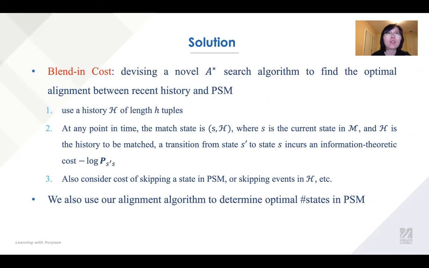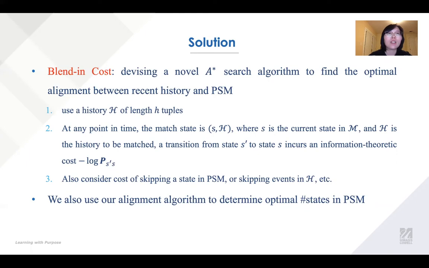This can be done through dynamic programming over a breadth-first search tree rooted at the current state. However, the number of choices at each state may be many, and the dynamic programming can be very expensive. We devised a novel A-star search algorithm to find the optimal alignment between recent history and the PSM.